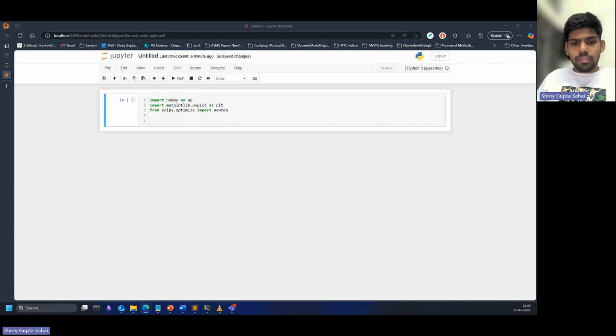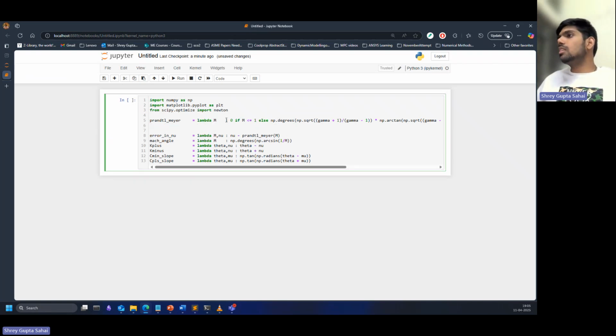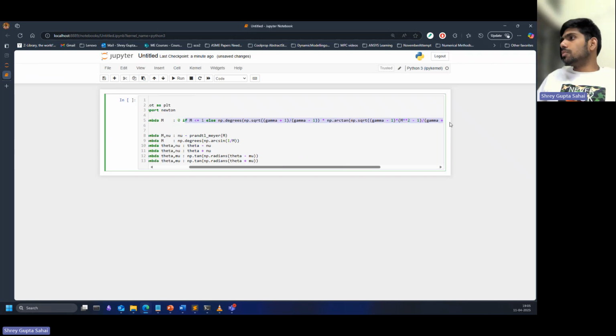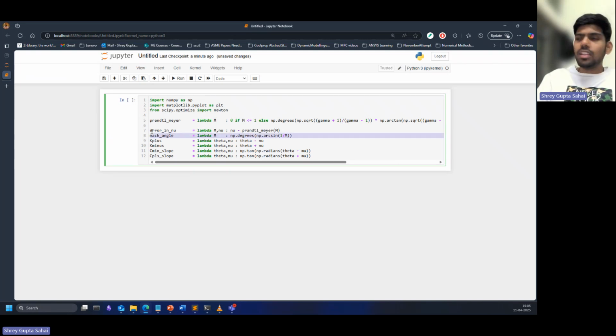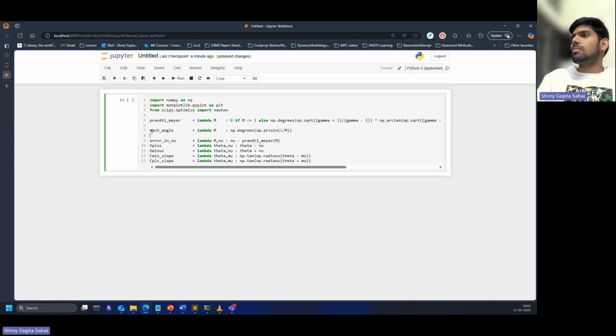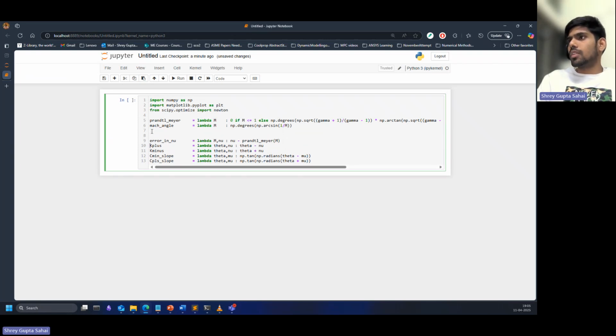So let me mention those helping functions. The first helping function is the Prandtl-Meyer function. For a given Mach number, what is the nu value? That I have written down, I'm not explaining that. Then comes the Mach angle. So this is the Mach angle line. Again, given a Mach number, what is your mu value?